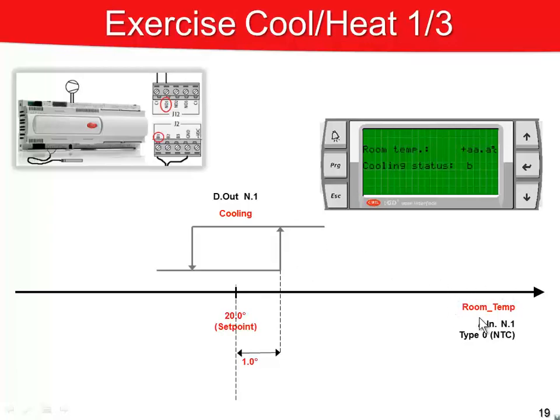So I will read the room temperature from the analog input number 1, that is the first available in the Pico. I suppose to use an NTC sensor, and then we will compare the value of temperature with a fixed set point and a differential of 20 and 1 degrees, in order to create a direct stage like this, representing the status of the cooling. With the status of the cooling we will drive the digital output number 1, that is the first relay that is available.